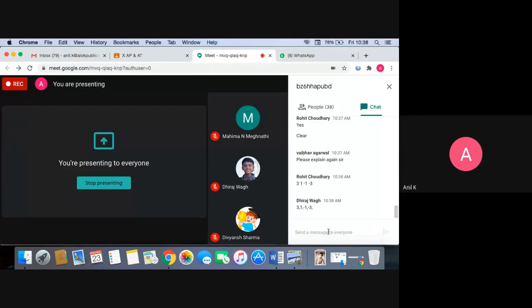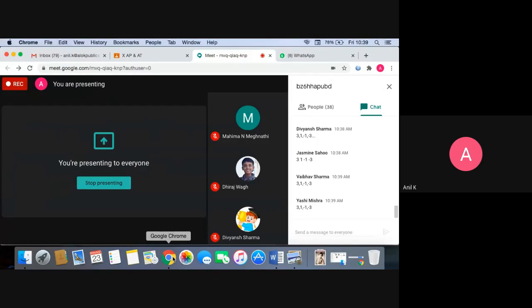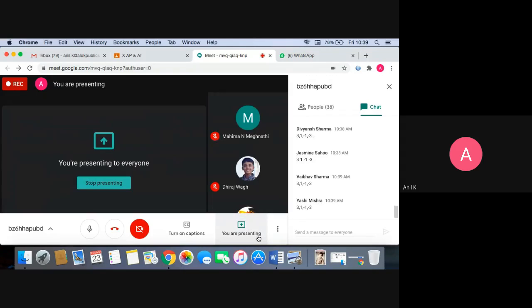One has given the 3, 1, minus 3. Okay, let me check. First term is 3, 3 minus 2 is 1, 1 minus 2 is minus 1, minus 3. Yeah, those who are given the AP in that way, 3, 1, minus 1, minus 3, and so on. That is the correct answer.